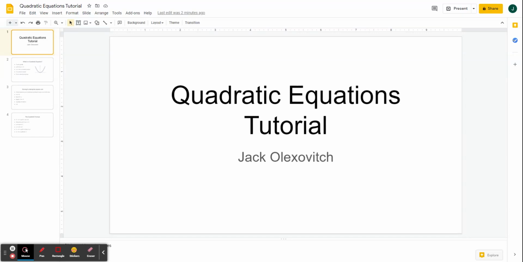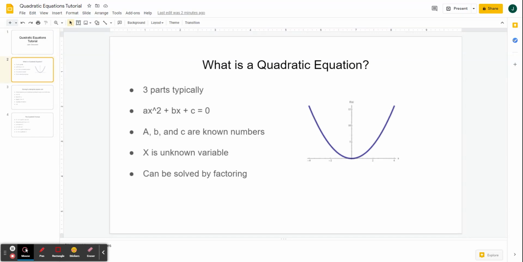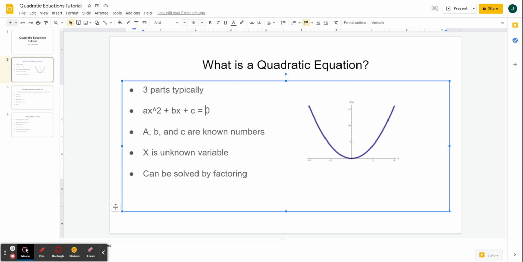The next algebraic topic I'm going to cover is quadratic equations. So what is a quadratic equation? Typically it's made up of three parts, and those parts are ax squared, bx, and c, and it's set equal to 0. So a, b, and c are known numbers.